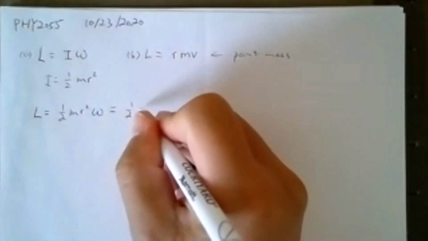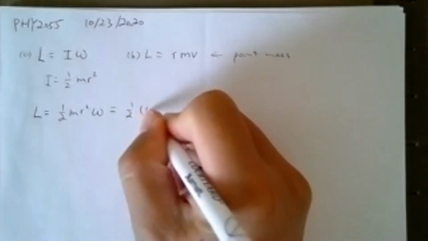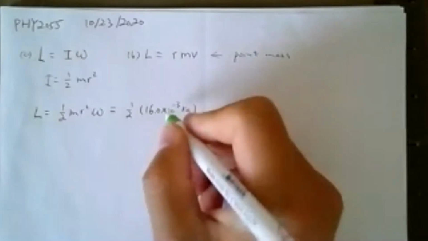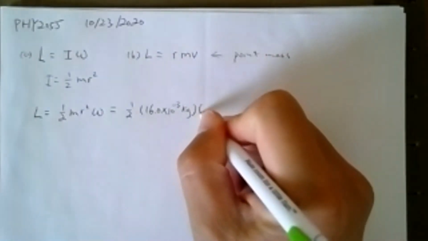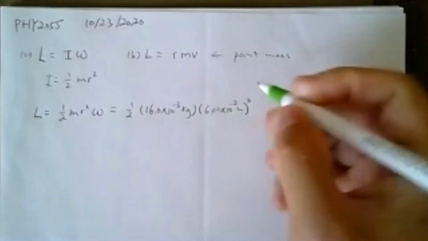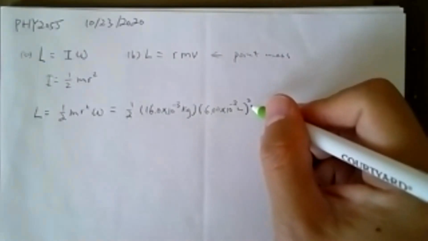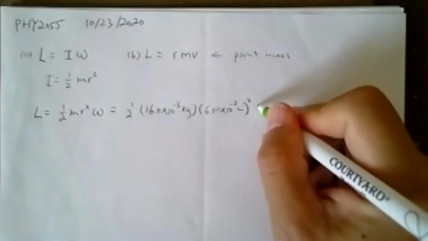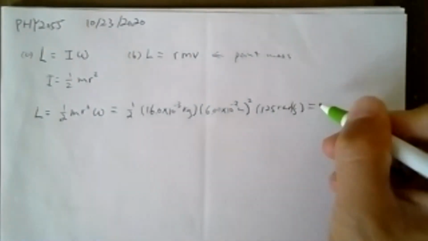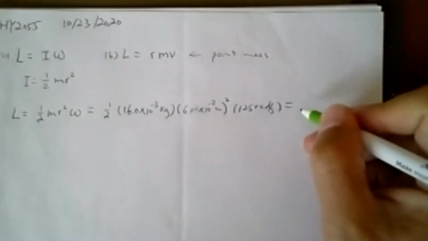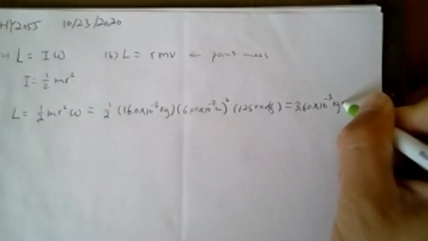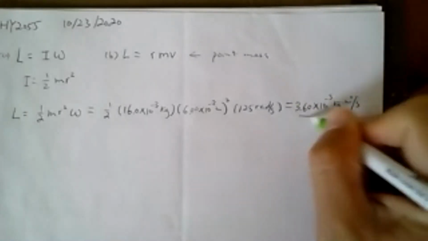So you want to do 1 half times. It says 16 grams, right? So you want to convert into kilograms first, times 10 to the negative 3. And then the radius says 6.00 centimeters, so you want to also convert that into meters. And then don't forget about the square here. Times the 125 radians per second. So that will give you your angular momentum as 3.60 times 10 to the negative 3 kilograms meter squared over second.